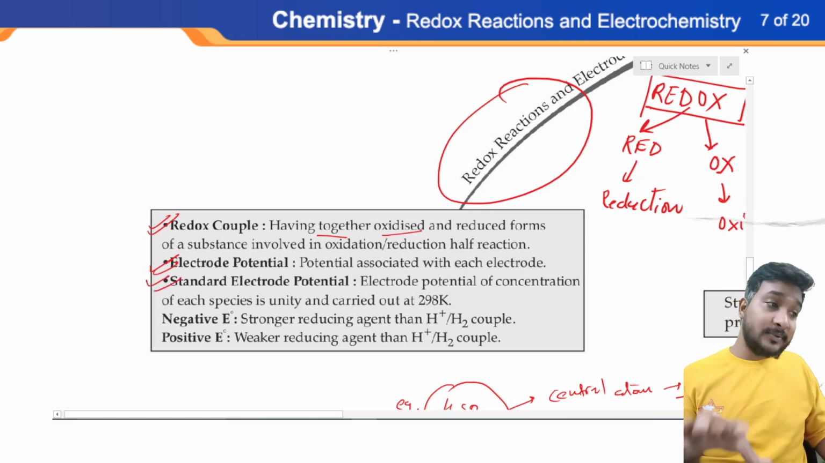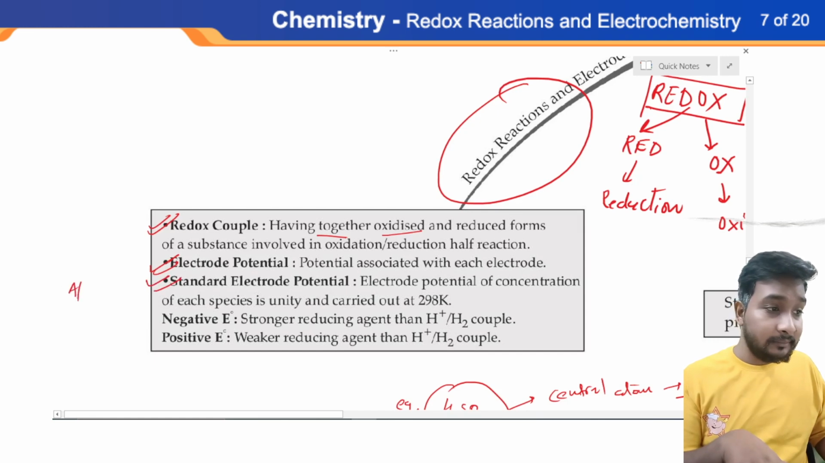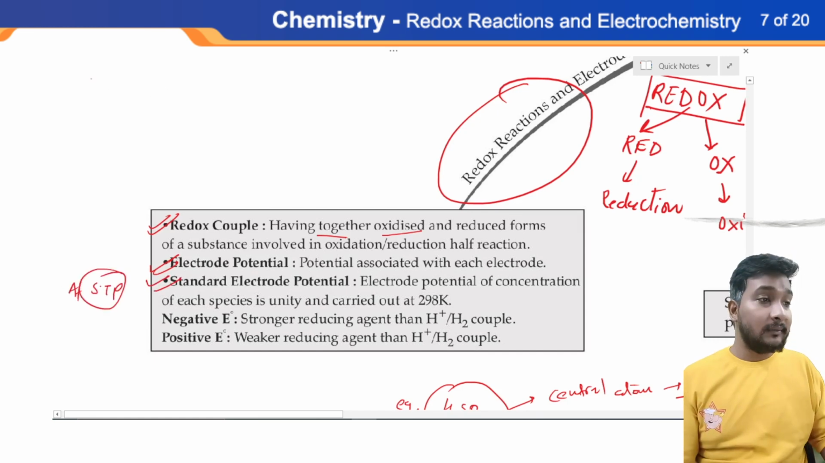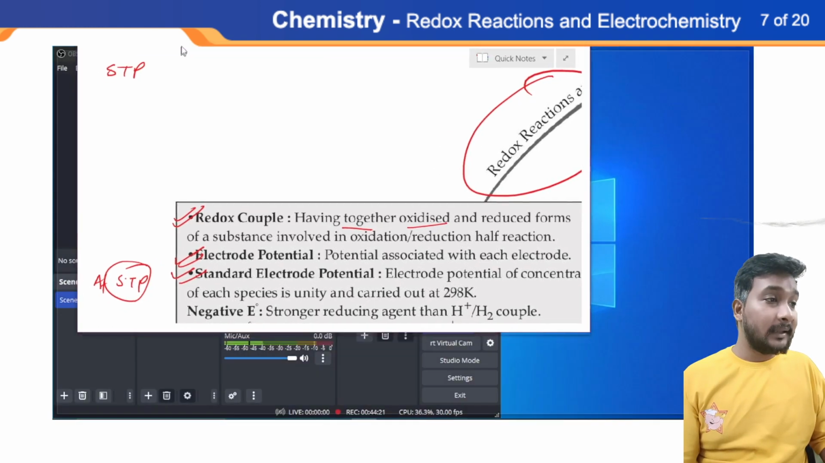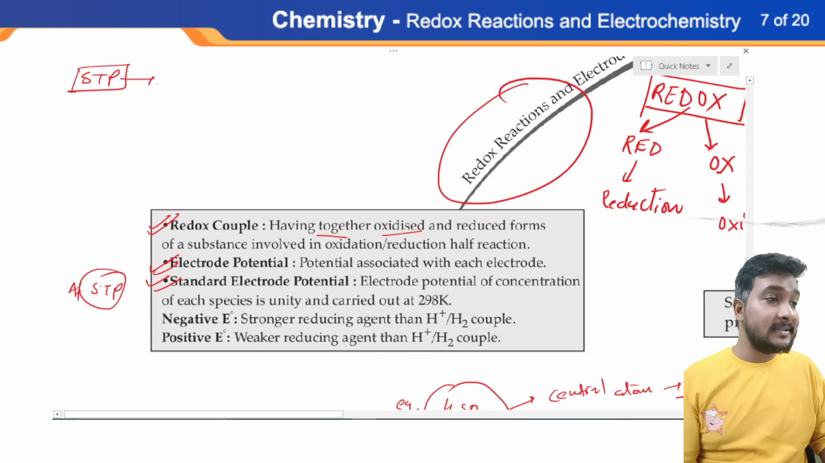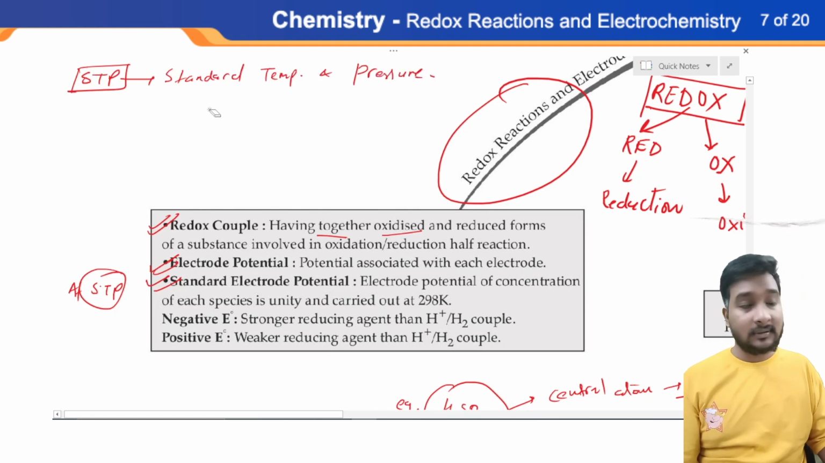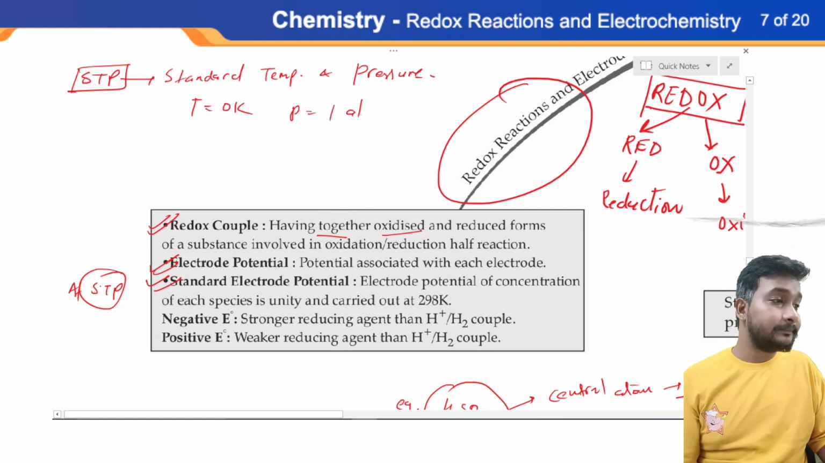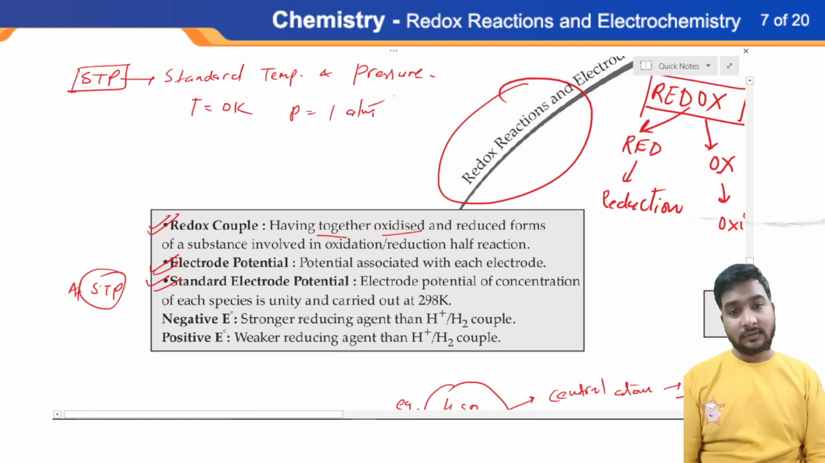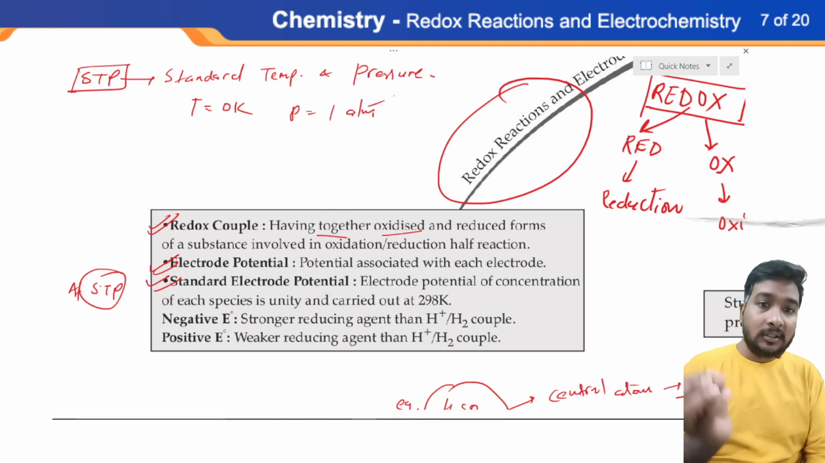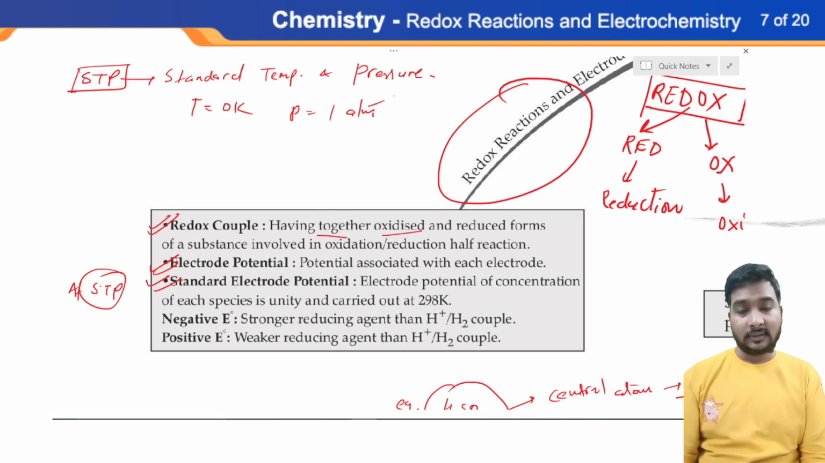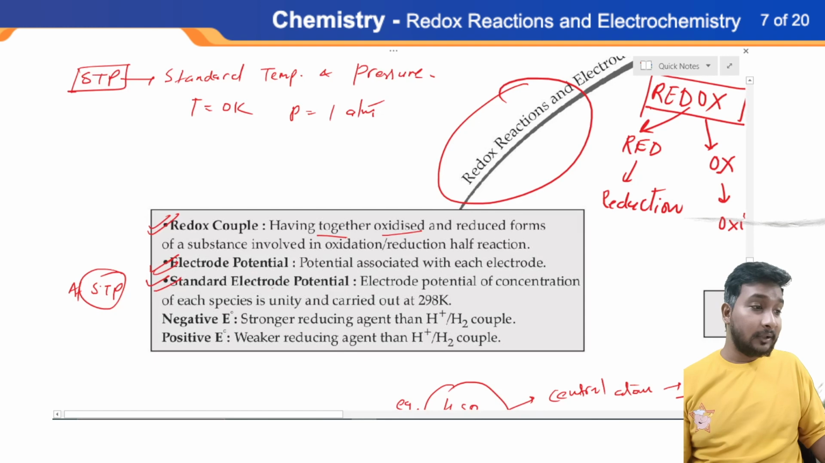Okay, and if we are observing this electrode potential at STP, what is STP? STP can be defined as standard temperature and pressure. It means temperature must be 0 Kelvin and pressure must be 1 atm. So if we are observing or calculating or determining the electrode potential at this condition, then it should be called standard electrode potential.